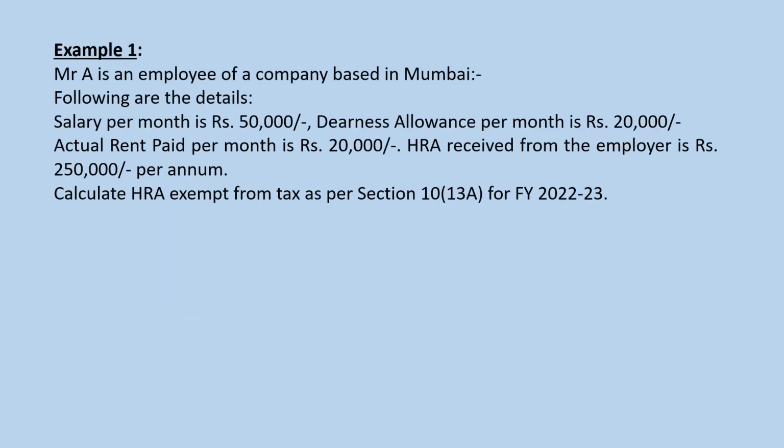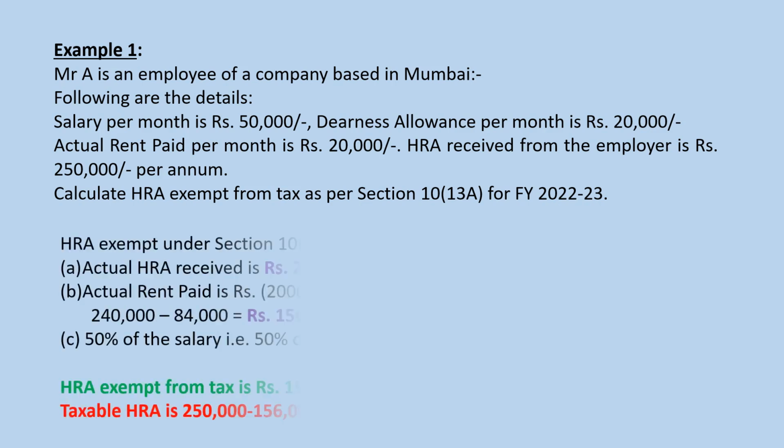Let us understand it with the help of an example. Mr. A is an employee of the company based in Mumbai. Following are his details. Salary per month is rupees 50,000. Dearness allowance per month is rupees 20,000. Actual rent paid by him per month is rupees 20,000. HRA received from the employer is rupees 2,50,000 per annum. Now calculate HRA exempt from tax as per Section 10(13)(a) for financial year 22-23.